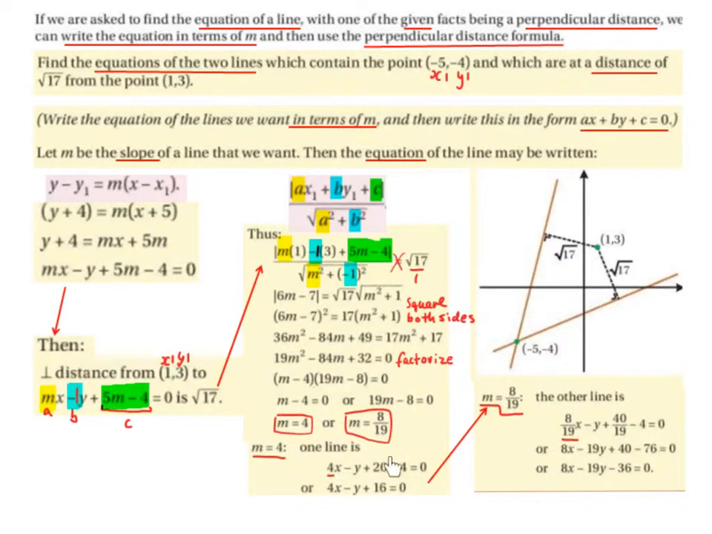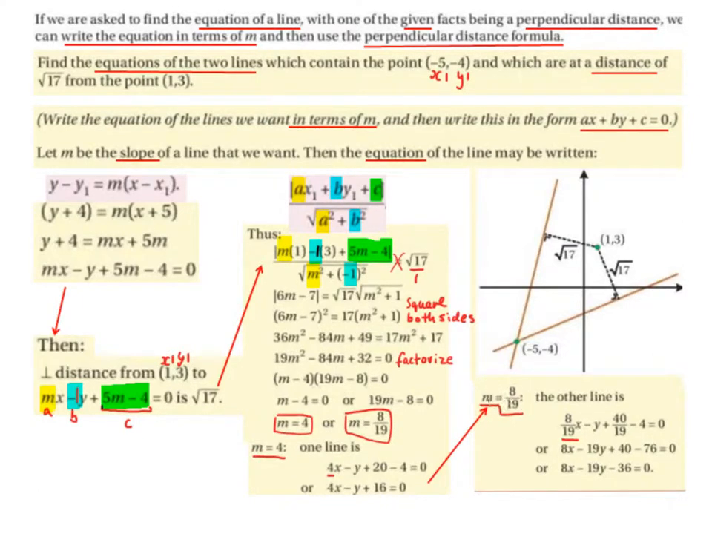So we got these values by substituting into the actual equation of the line. So mx becomes 4x because we're letting m equal to 4. Minus 1y just becomes minus y. 5m minus 4 becomes 5 multiplied by 4 minus 4. 5 times 4 is 20 minus 4. And then 20 minus 4 is 16. So 4x minus y plus 16 equals 0 is one of the equations of the line. This is if we let m equal 4.